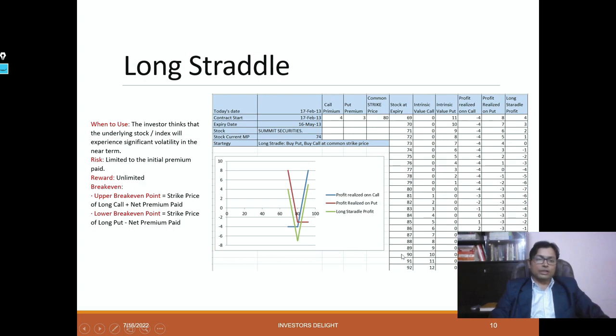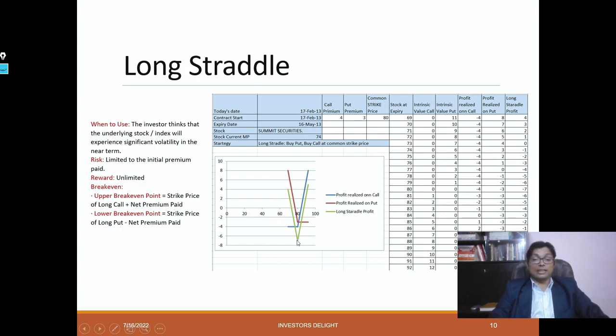Coming to long straddle, the investor thinks that the underlying stock index will experience significant volatility in the near term. Risk is limited to the initial premium paid and rewards are unlimited. The upper break-even point is the strike price of the long call plus net premium paid, and the lower break-even point is the strike price of the long put minus net premium paid.